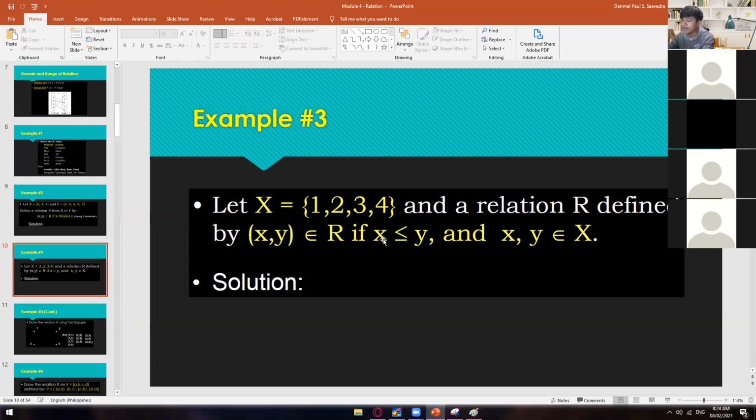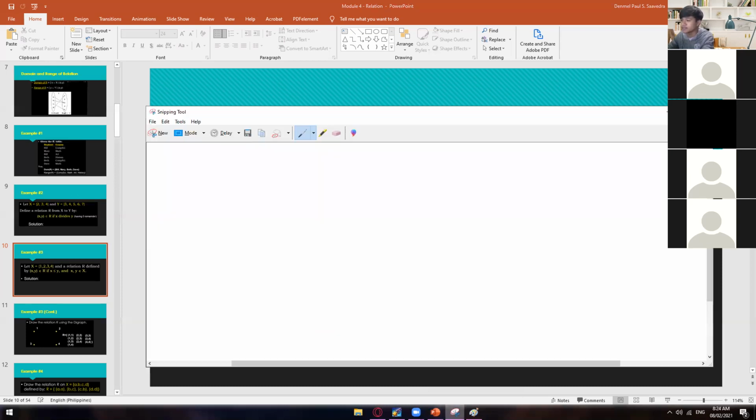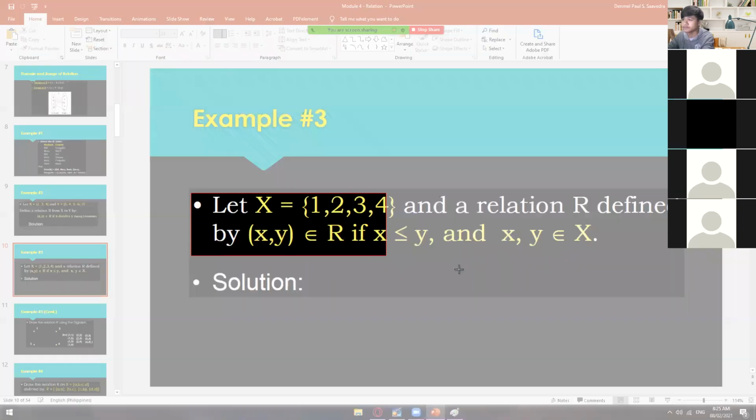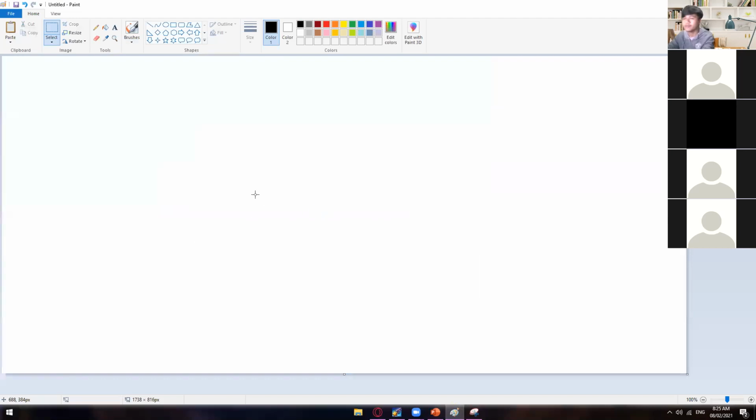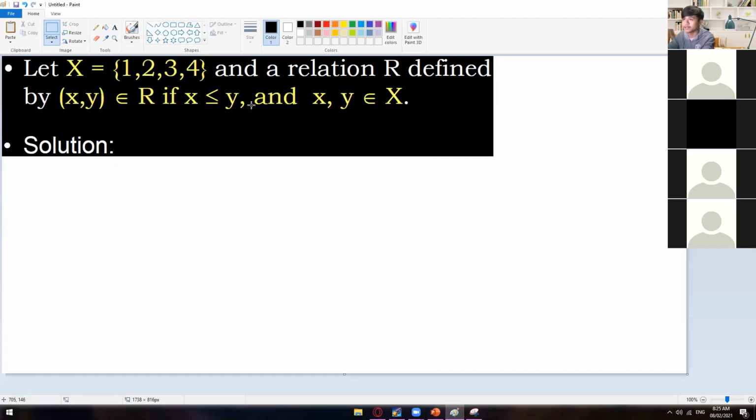So x should be less than or equal to y. Actually you can use Cartesian product in here, since all of your coordinates will be coming from one set. So let me just copy this one and then paste it right here. So we have this condition, x should be less than or equal to y. Okay, so let's write those relations.